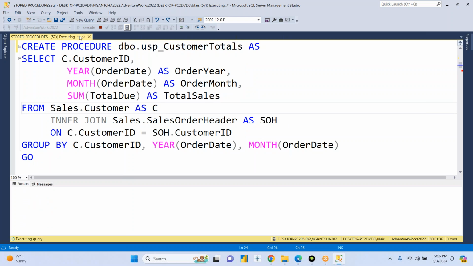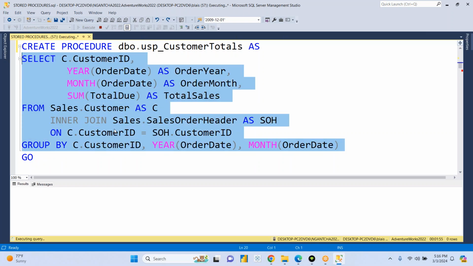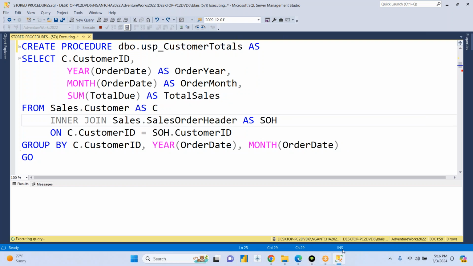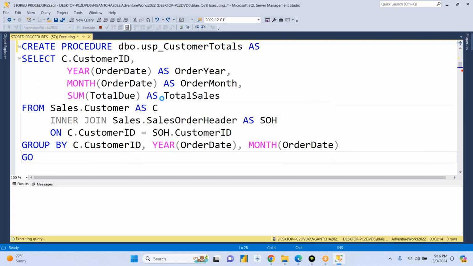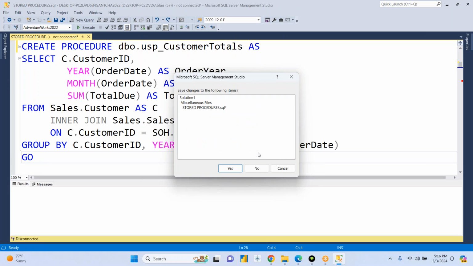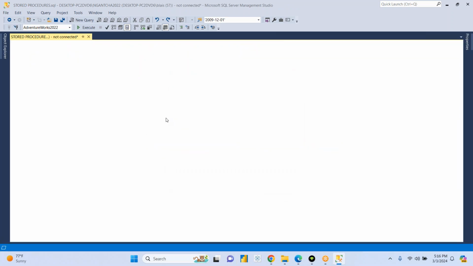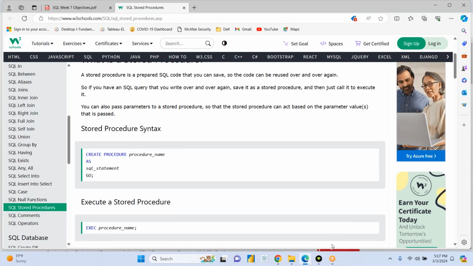So this is really frustrating. I'm just going to wait for this to execute, or I can shut it down and relaunch it again. Let's try that. Usually you can right click on the application and close the window. It prompts: the query is currently executing, do you want to cancel the query? Yes, I just want to shut it down and relaunch it. Hopefully it can have a better performance. Do you want to save the changes? So that has shut down. Let's launch it again.